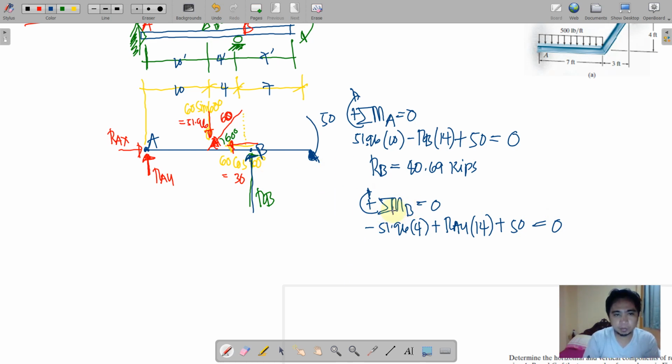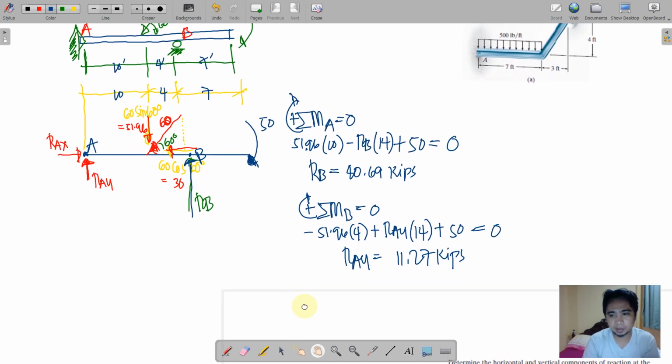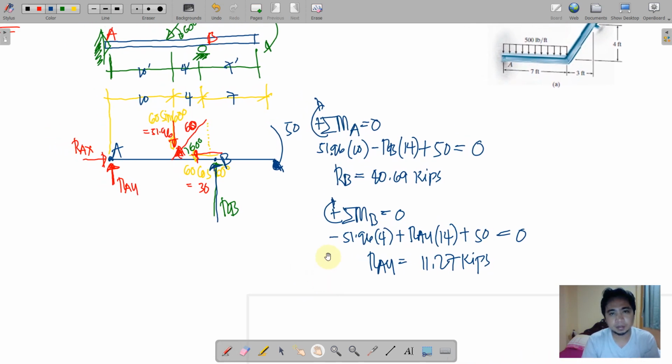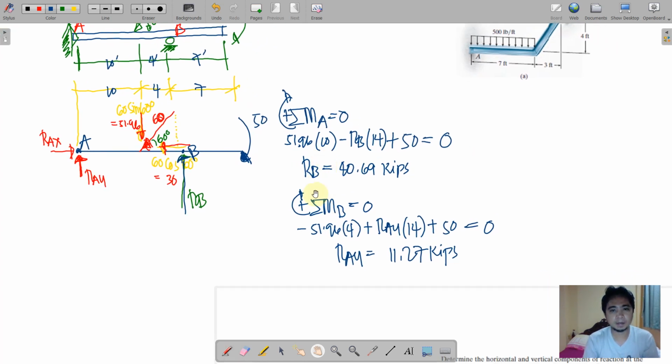So RAY could be obtained here to be equal to 11.27 kips. Ngayon, pwede tayong magkamali dito. Kasi nga, yun. If we have some negligence in the solution or masyado tayong hindi maingat, so uncareful, pwede tayong magkamali.